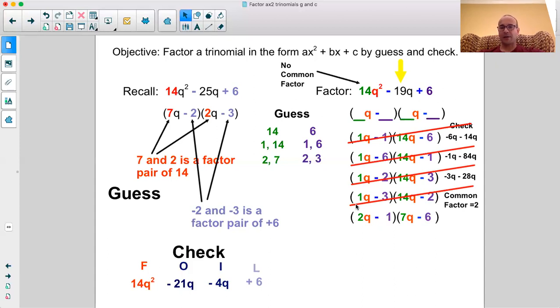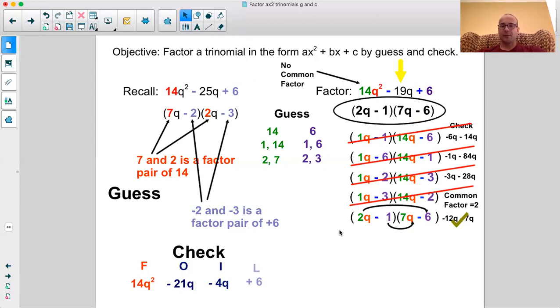It's worth checking. My outer product is a negative 12. My inner product is a negative 7. And actually, we got it. Negative 12 and negative 7 is negative 19. So that is the outer product and the inner product we were looking for. Our factored expression would be what we have down here, 2q minus 1 and 7q minus 6.